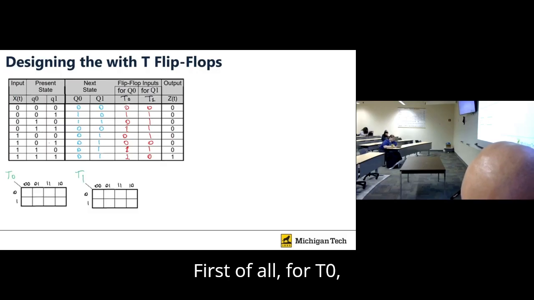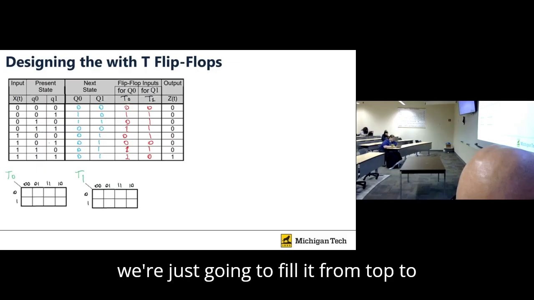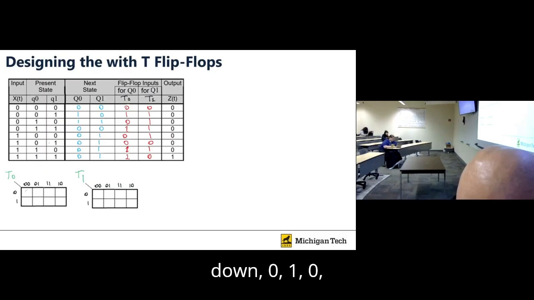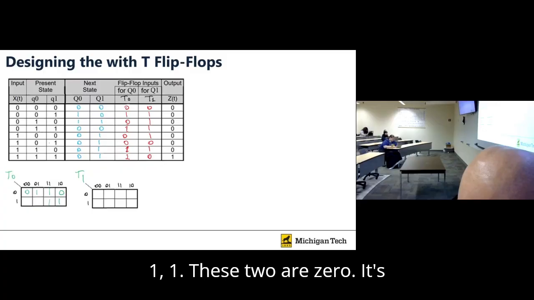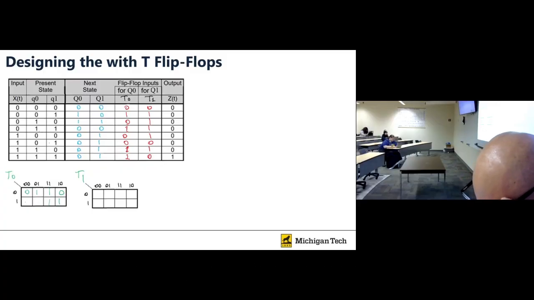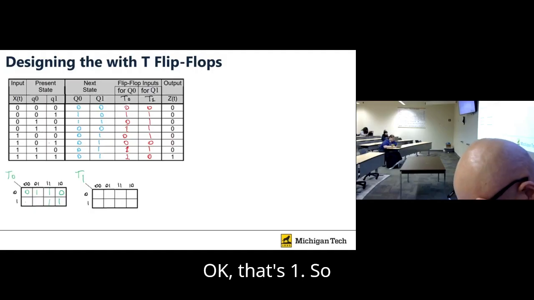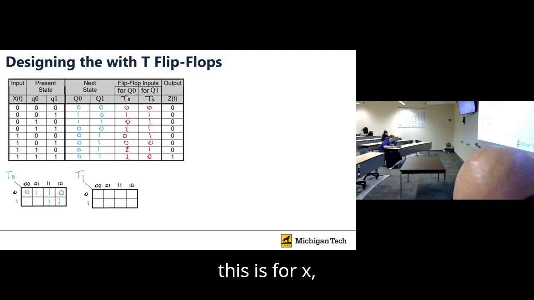First for T0, we're just going to fill it from top to down: 0, 1, 0, 1, 0, 0, 1, 1. These two are 0, it's not showing, I don't know why. Okay, that's 1. This is for X, Q1 and Q0. Same X, Q0 and Q1. Here we have T1: 0, 1, 1, 1, 1, 0, 1, 0.